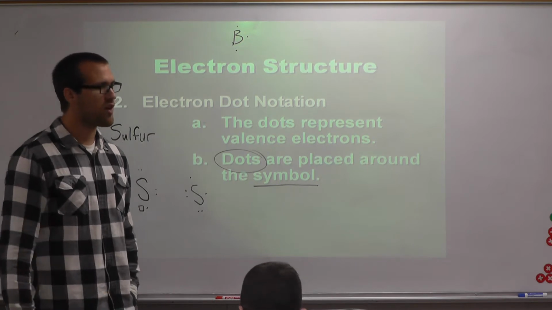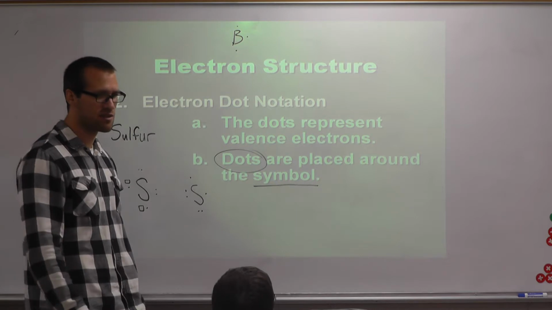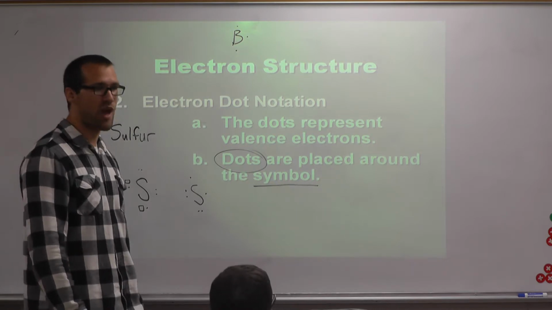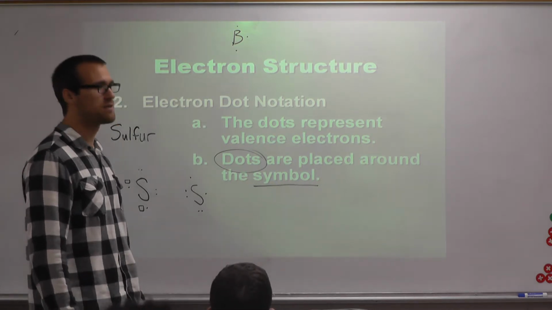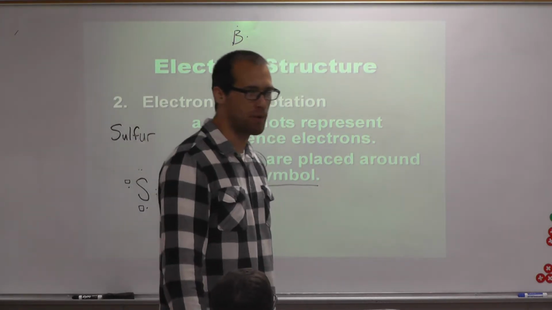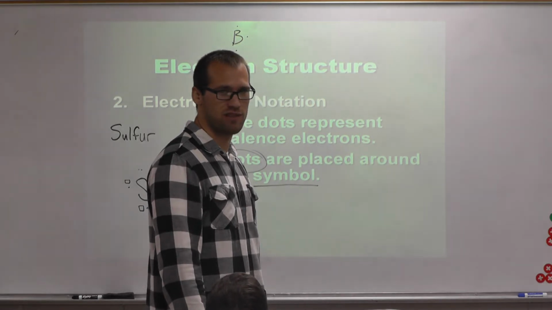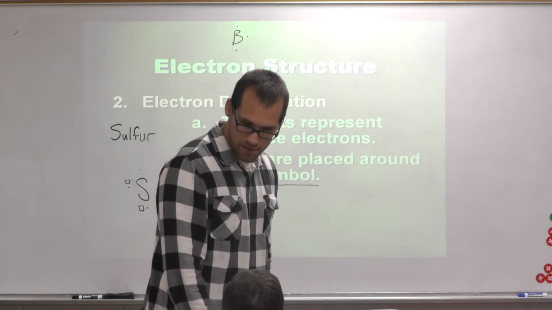No. If you have less than 4 valence electrons, you're not going to get a dot in every location. But if you have more than 4, you must put 1 dot in every location before you pair them. Capiche? Pretty simple, isn't it? Just follow that little rule.